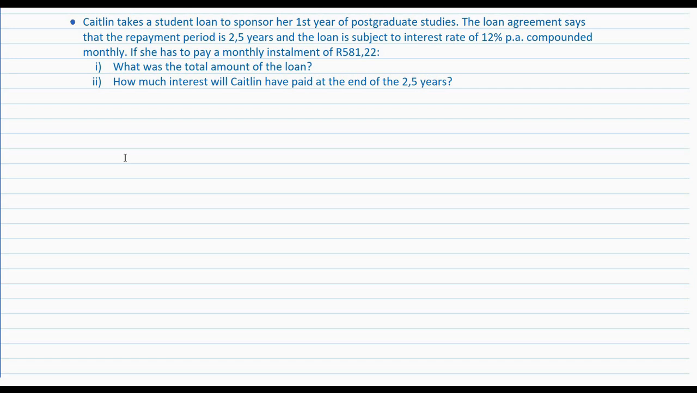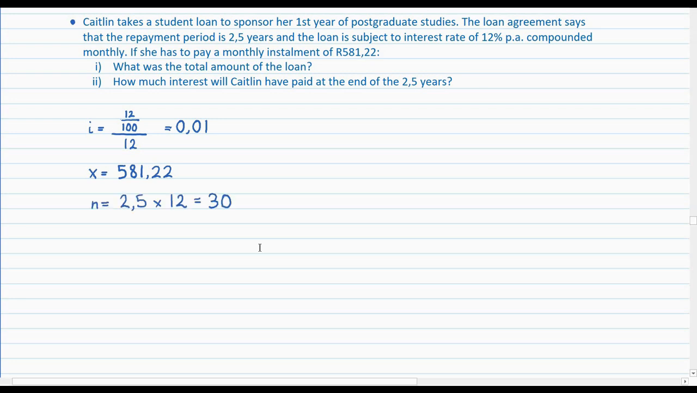The interest rate is 12% compounded monthly, so it would be 12 over 100 to put it in decimals, then divided by 12 to give the monthly rate, which turns out to be 0.01. They also said that the monthly installment is 581 Rand 22 cents, meaning this is the value of X. Last thing is that she repays the loan every month over 2.5 years. So the number of payments is 12 times 2.5, which gives 30.